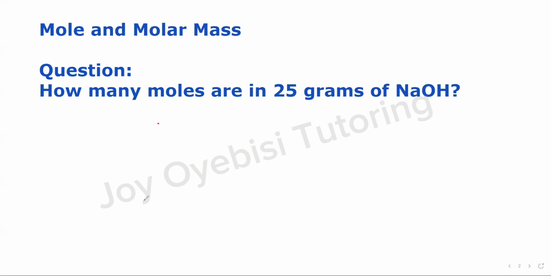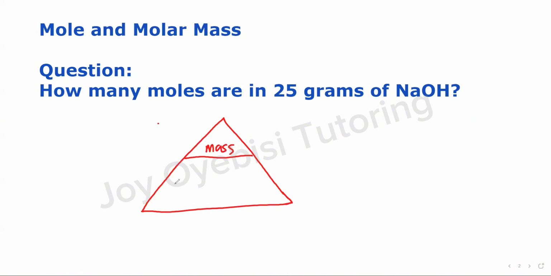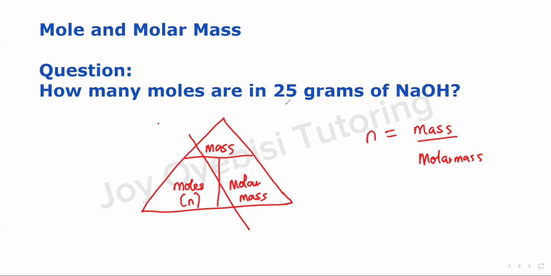If you use the triangle method, we have the mass here, the number of moles here, and then you have the molar mass. Now, the triangle method relates mass, moles, and molar mass. And in order to find the mole, your formula is going to be N, so mole is N. N equals the mass over the molar mass, which means I need to find the molar mass. I have the mass, which is 25 grams, but I don't have the molar mass.